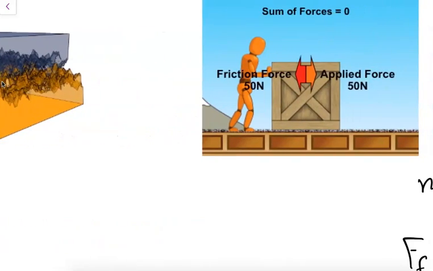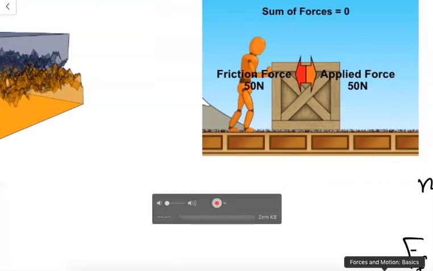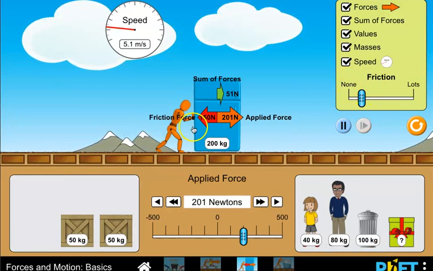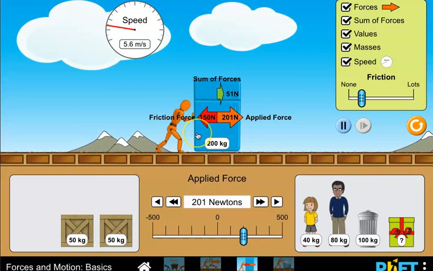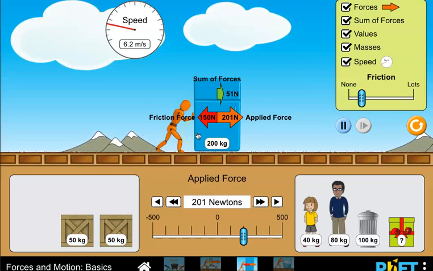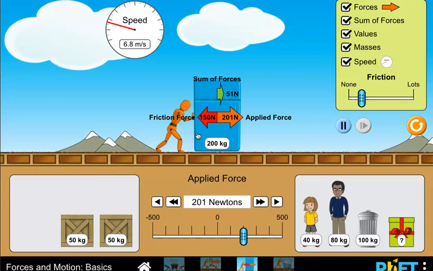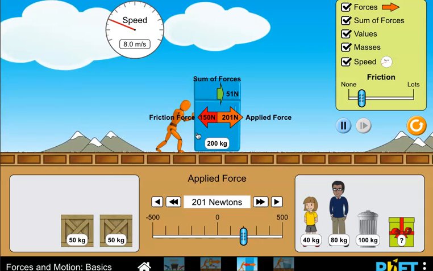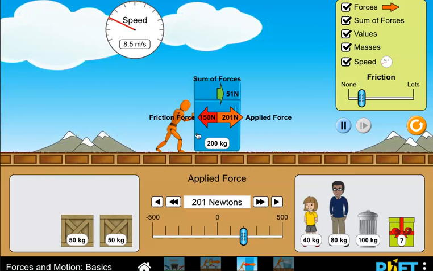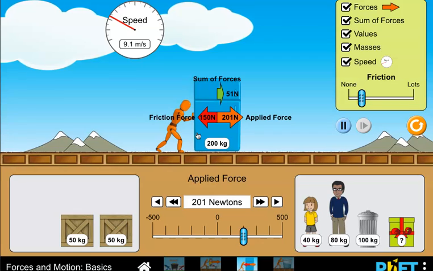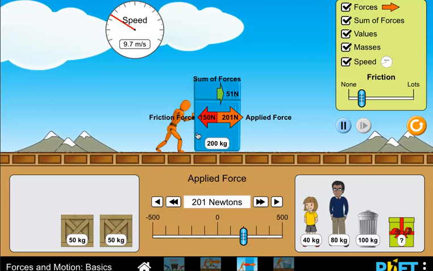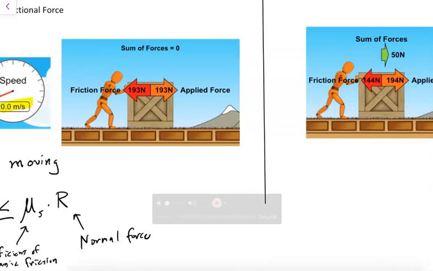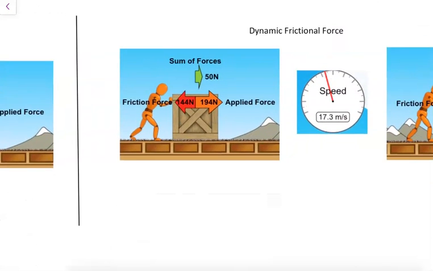And so let's look at that again, and now it's moving. And one thing you'll notice right here is the frictional force has now decreased. The static frictional force was able to go up to 200 newtons, but the dynamic frictional force went back down to 150. So that tells us something about dynamic friction, and specifically this coefficient of dynamic friction, because let's go back and look at this.